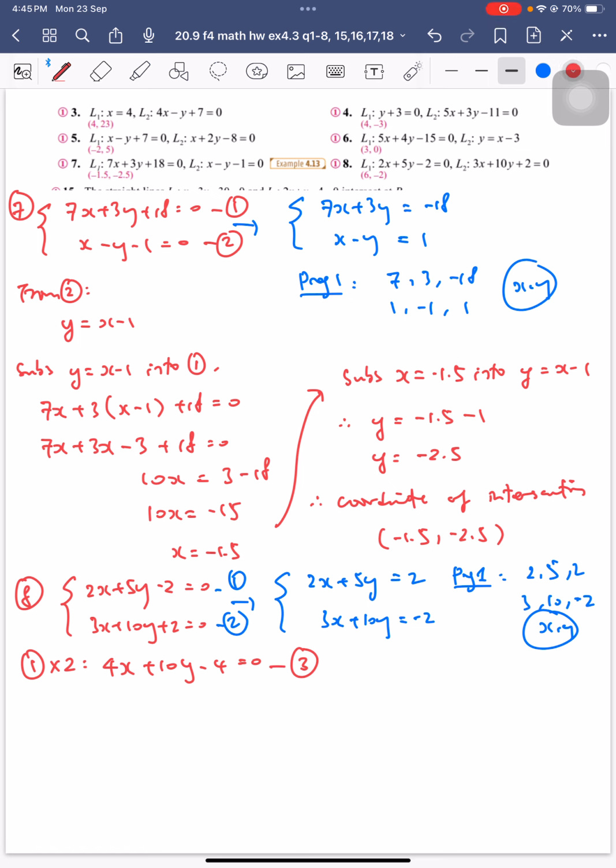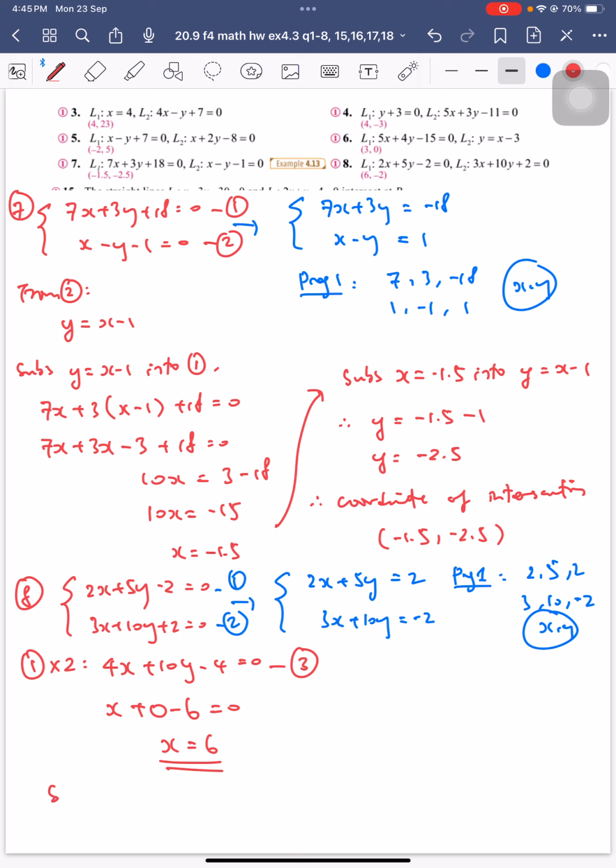So now we have 4x minus 3x giving you x, plus 10y minus 10y is 0, and then minus 4 minus 2 giving you minus 6, equal to 0. So that x should be equal to 6.